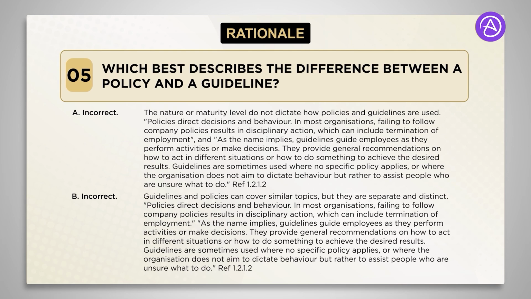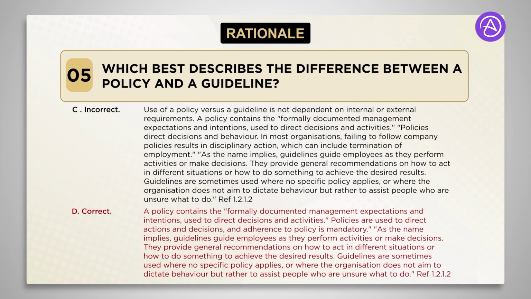So, understanding that, we can discount A because the nature or maturity level of an organisation doesn't really dictate how policies and guidelines are used. We can discount B. Guidelines and policies can cover similar topics, but they're separate and distinct. And we can discount C because use of a policy versus a guideline is not dependent on internal or external requirements. So the correct answer for this question is D.